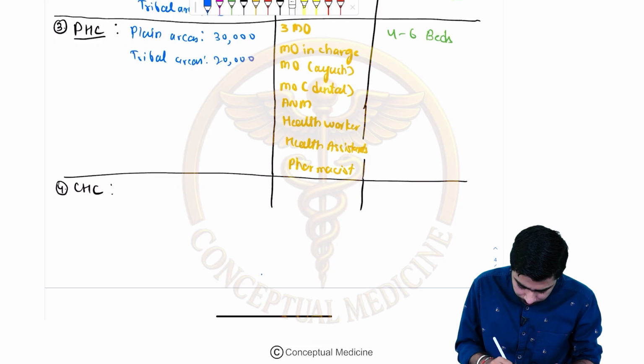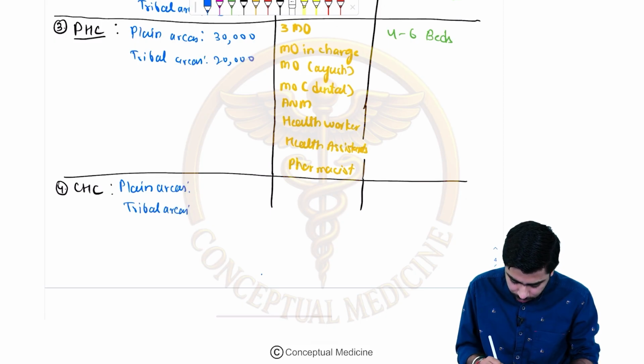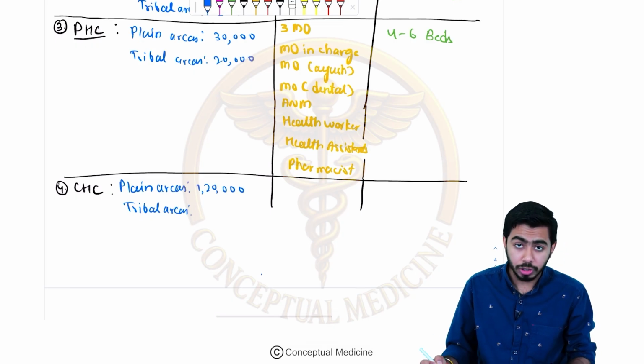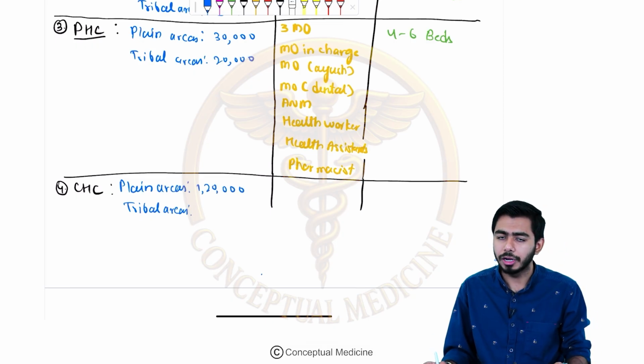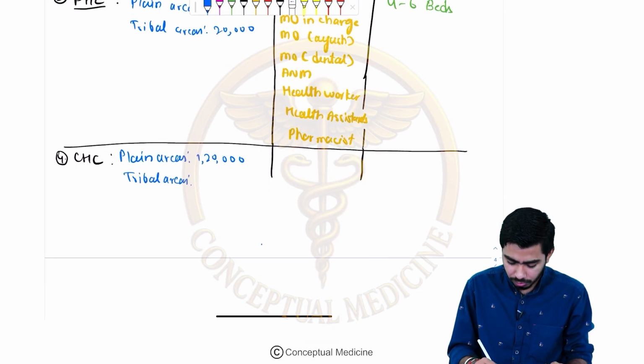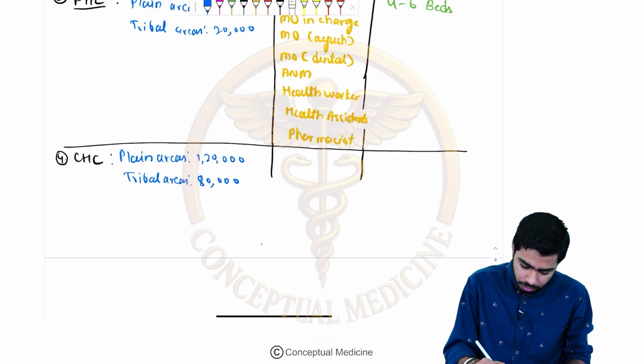In the plain areas, and in the tribal or hilly or forest areas, in the plain areas they are actually catering for about 1,20,000 people, because it's a bigger level as compared to the PHC or subcenter, right? And in the tribal areas, they are catering for about 80,000 population.